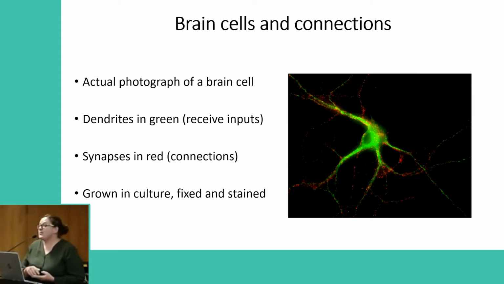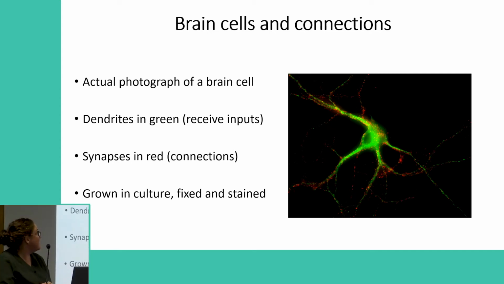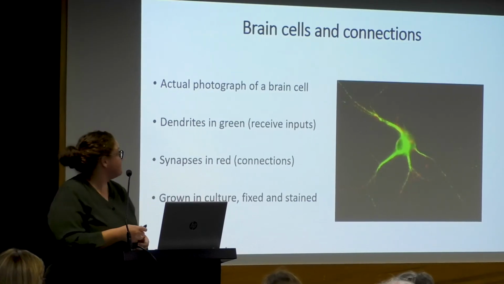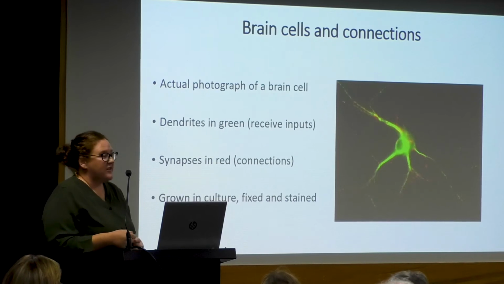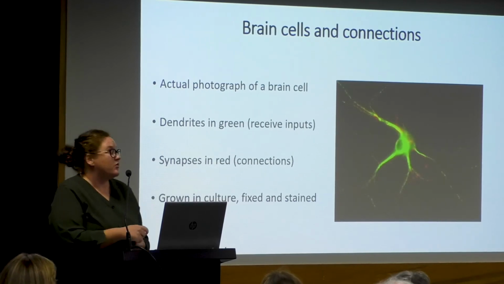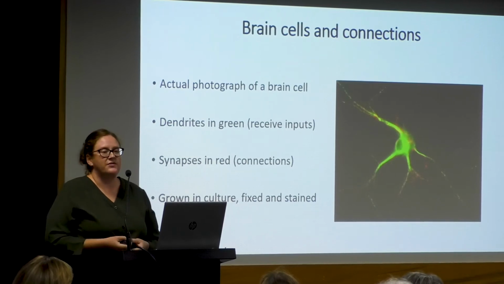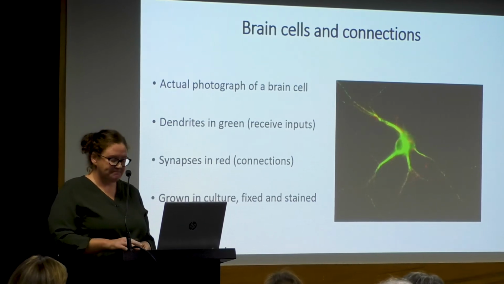So the way that this brain cell has been stained is that the green part, which you can see, is the dendrites of that cell. And then the red spots, which hopefully you can see, there's hundreds of them there. Those are all the connections. Those are the synapses where the cell is actually getting input from other cells. So yeah, like I said, this is grown in culture, and then it's been fixed and it's been stained. And you can look at all sorts of different things by using that technique.